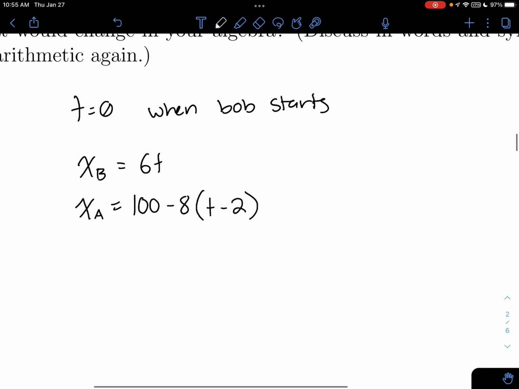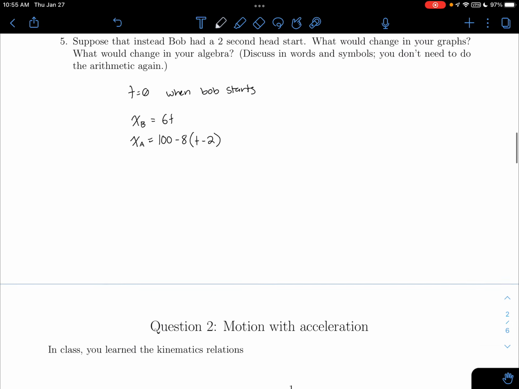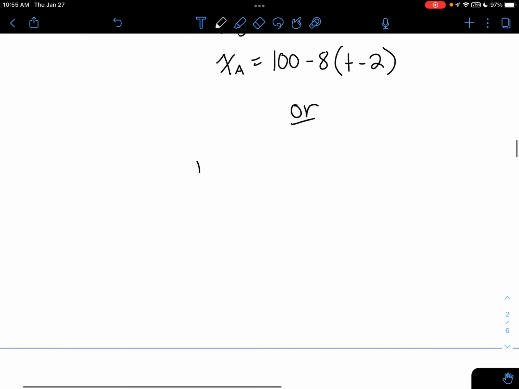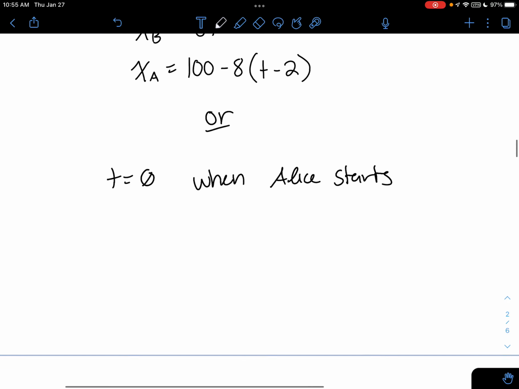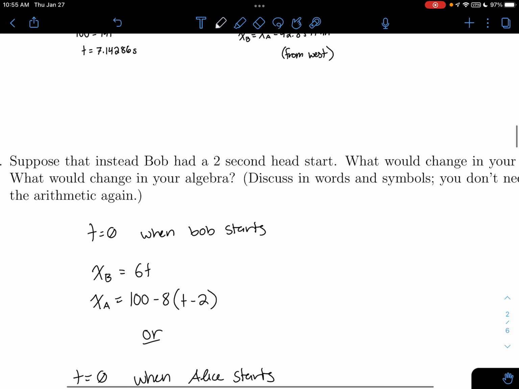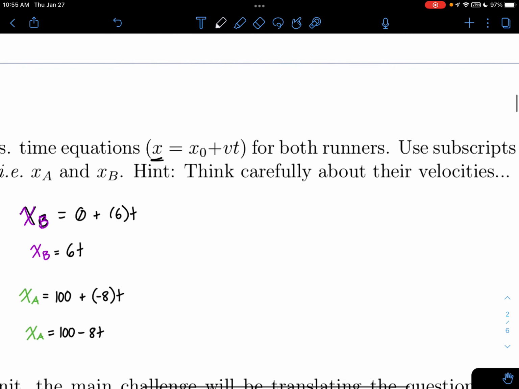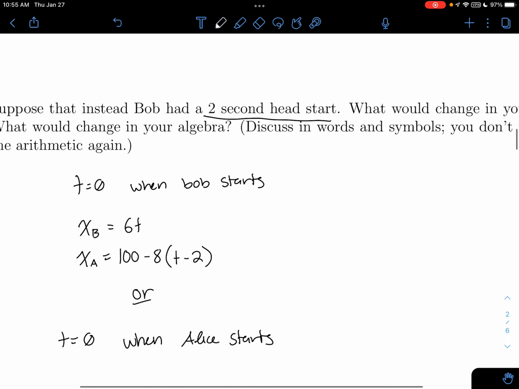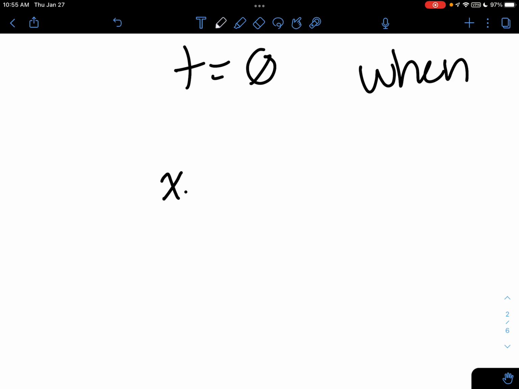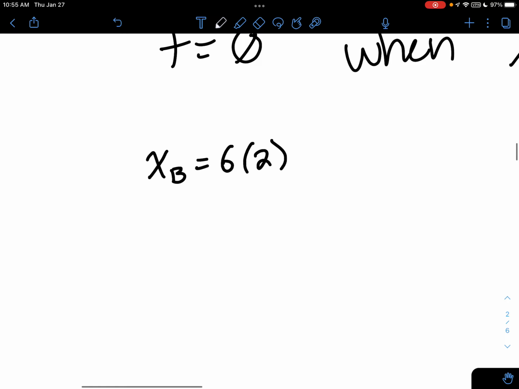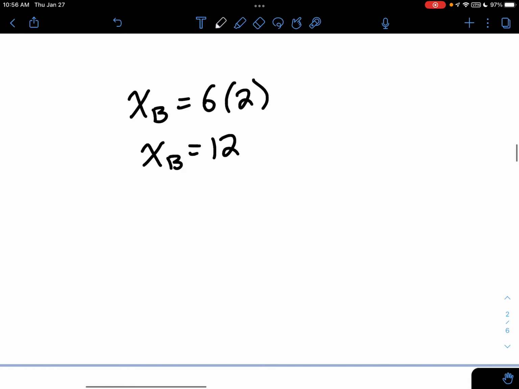Or we could say that time is still when Alice starts. Time equals 0. Right? t equals 0 would be when Alice starts. And at this point, we know Bob had a 2-second head start, but our equation for position doesn't account for a 2-second head start. It only accounts for a position head start, so what the initial position is. So what we can do is figure out, in a normal situation, how far does Bob travel in 2 seconds? xB equals 6 times 2, right? After 2 seconds, how far is Bob going to travel? So we can see that he's going to get a bonus head start of 12 meters.